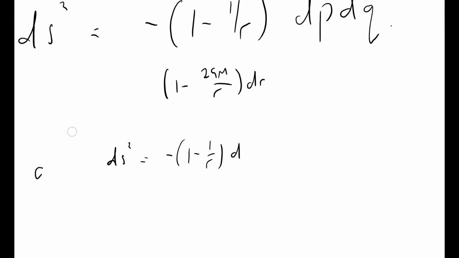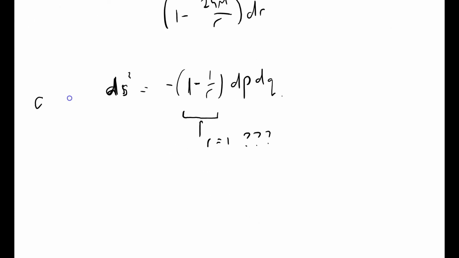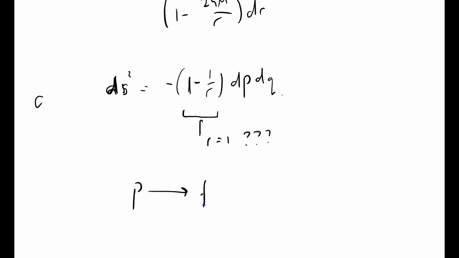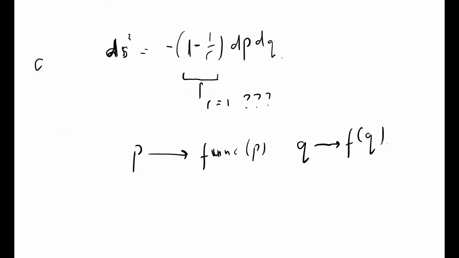Oh no, we've transformed it into p and q coordinates. Now, the problem is that when r equals 1, we've got some rather peculiar behavior here, because this term vanishes at r equals 1, and the sign changes. So what we need is a transformation. We need p to go to some function of p, and q to go to some function of q, that removes this singularity, or at least makes it more transparent. And it's not entirely obvious how to do this.